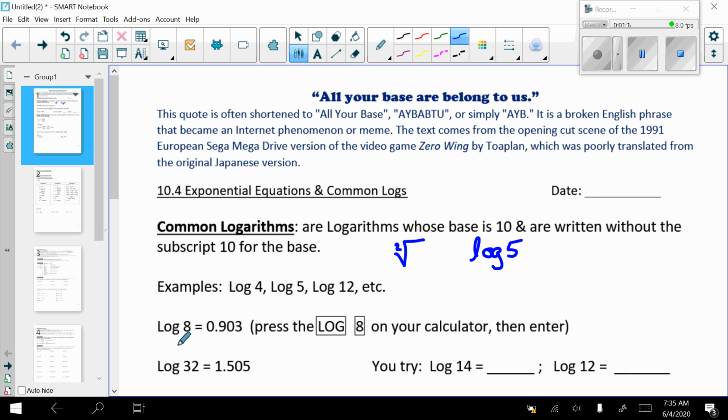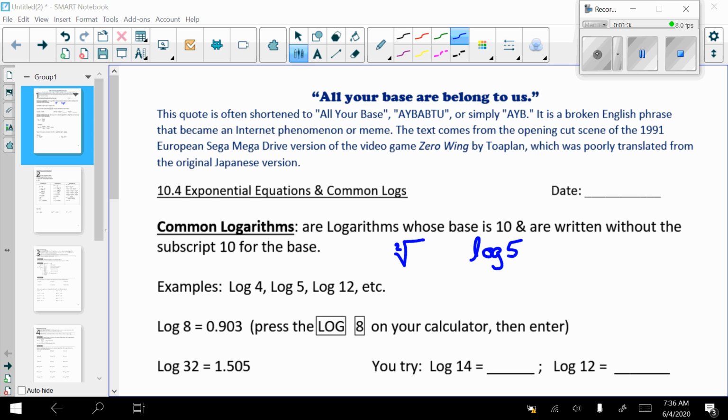So something like this, you could just type in your calculator, find that log button, then put 8 in the parentheses, and hit enter, and it'll give you 0.903, probably more than that, but it gives you whatever the decimal value is. So anything that's log base 10, you could just type right in. Log of 32 is going to be 1.505. So let's try doing some of these together. What is log 14?